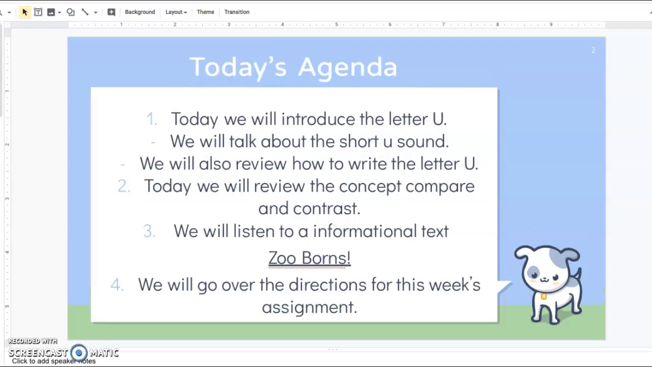In today's lesson, we will introduce the letter U, we will talk about the short U sounds, and we will also review how to write the letter U. We will review the concept of compare and contrast. We will listen to an informational text called Zooborns, and we will go over the directions for this week's assignment.